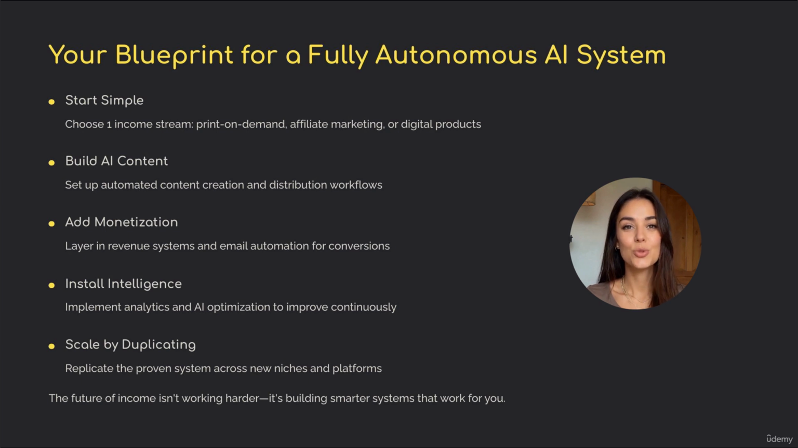Once one system is working and generating revenue, scaling is simple. Duplicate the model into new niches, new products, or new platforms. Each system becomes an asset that runs independently. This is how creators in 2025 plus build portfolios of autonomous income systems, small digital engines that run day and night with minimal oversight.